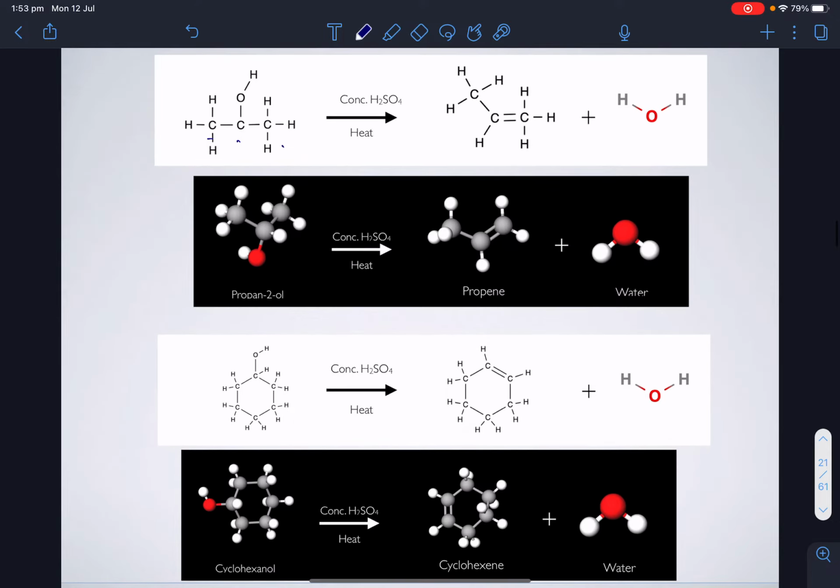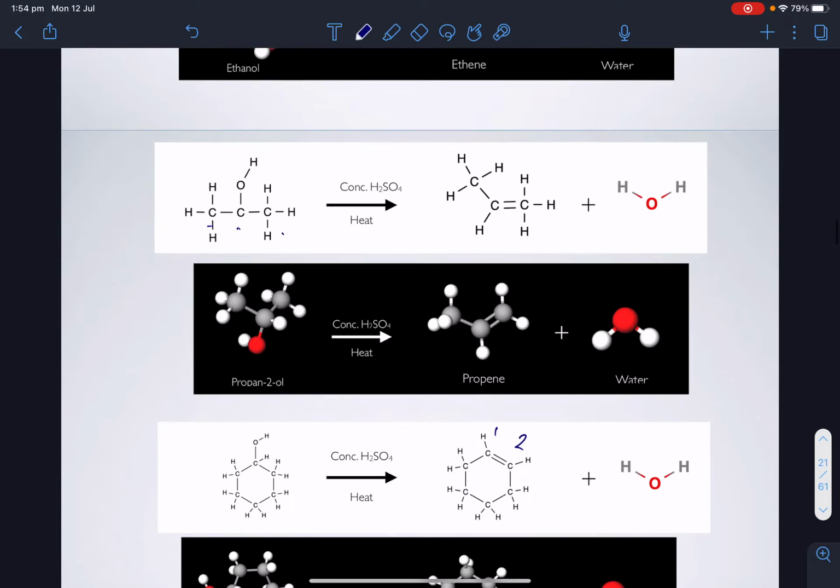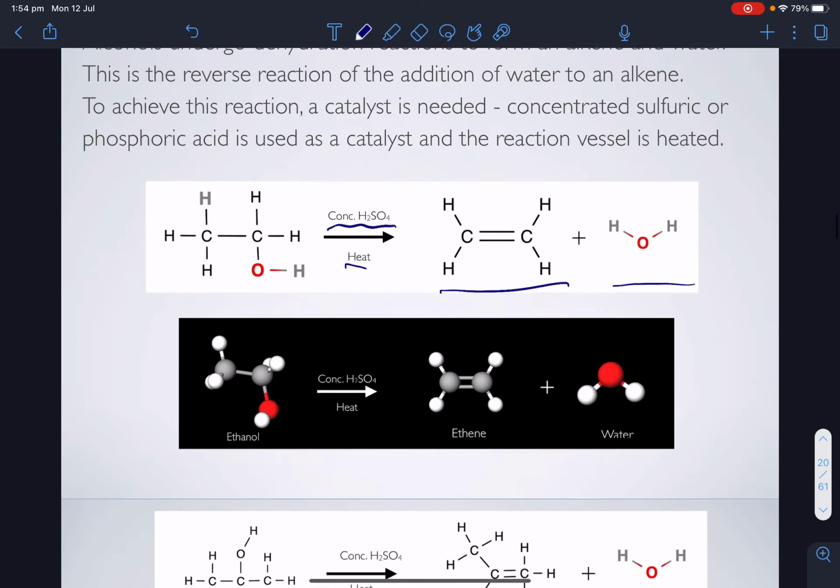Second example. Here I've got a cyclic, so I've got cyclohexanol. And then we're dehydrating it, so it's going to cyclohexene. I don't need a number there because I know because of the cyclo, the double bond is always in between my arbitrary 1 and 2, or 2 and 1 the other way. It's symmetrical. And water. So cyclohexanol going to cyclohexene and water. All right, so there's dehydration.